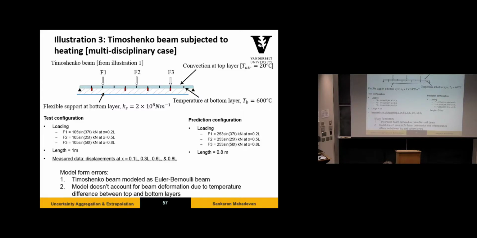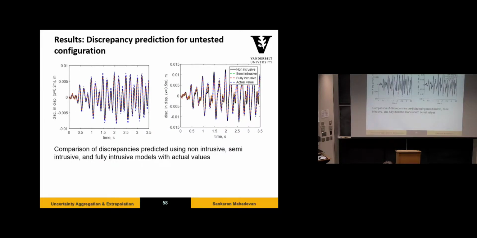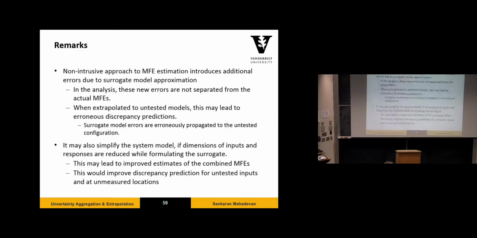So when we did this problem also, we were able to see that the non-intrusive case was performing almost as good as the semi-intrusive case, except a few, as expected, errors. But the errors were still, we are talking of the order of 0.01% difference and so on.